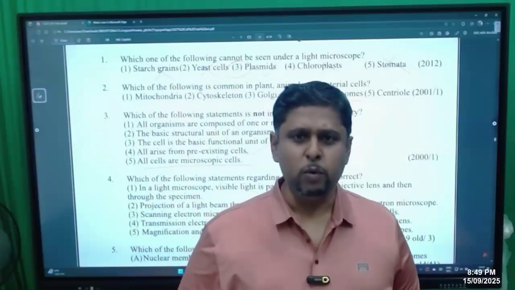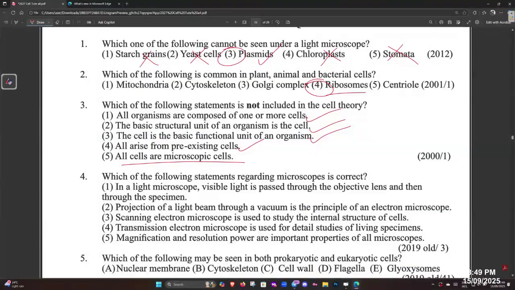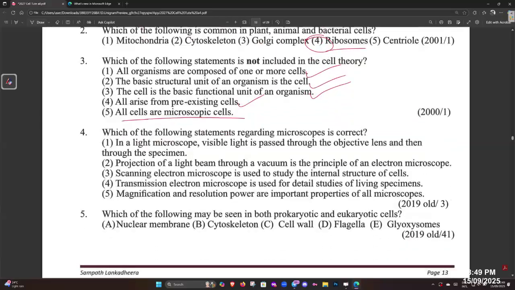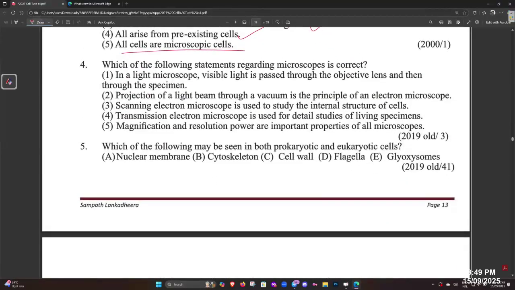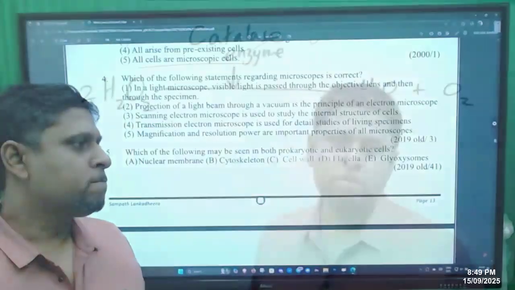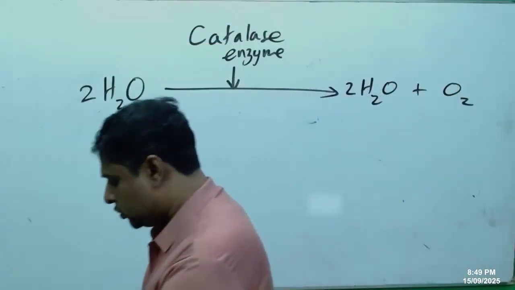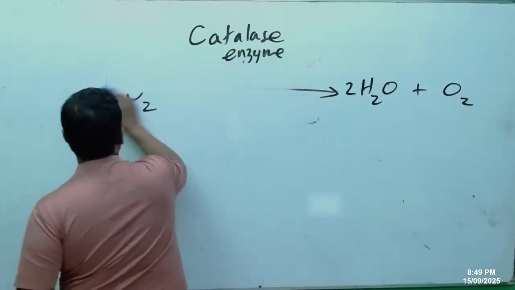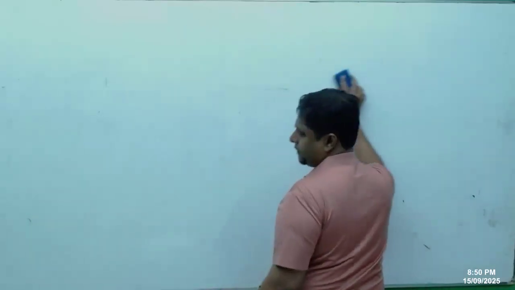Question number 4, people. Which of the following statements regarding microscope is correct? In the light microscope, the visible light passes through the objective lens and then through the specimen. Is that correct, people? Light is passing through the objective lens and then through the specimen.